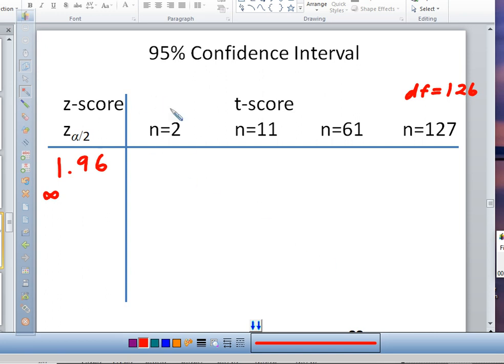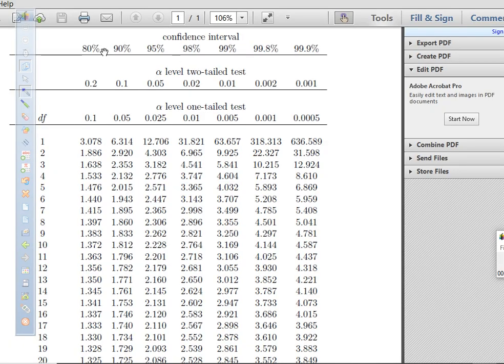So for n is 2, just so we're clear about this all, degrees of freedom would be n minus 1. So that would be 1 in this case, right? Because 2 minus 1 would be 1. So if we look at our table, and again, confidence interval 95%, we're going to look at this column here. So n is 2, degrees of freedom is 1.